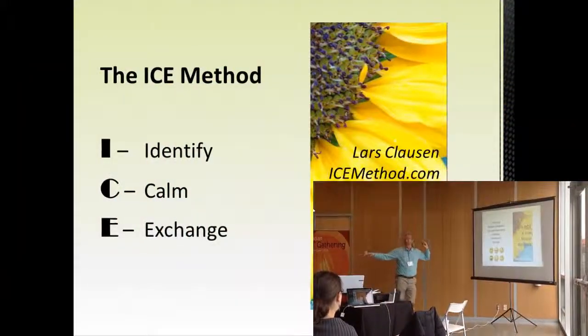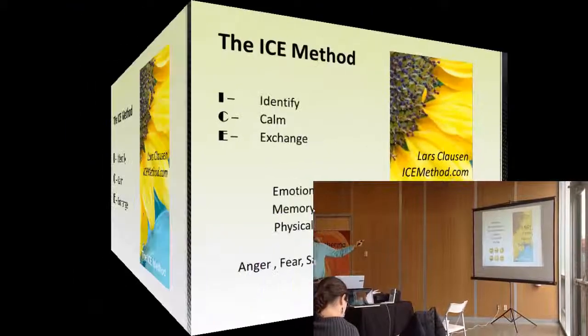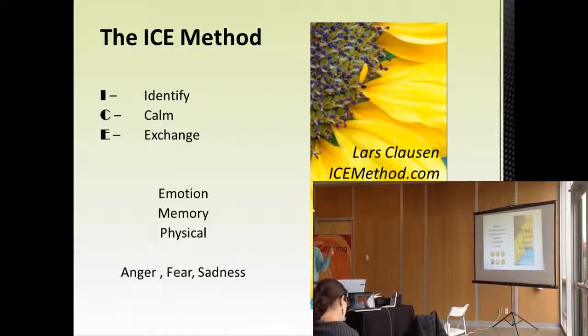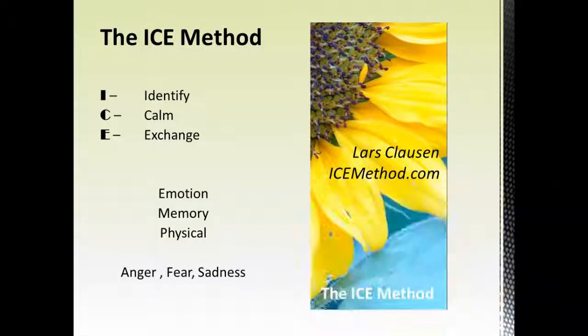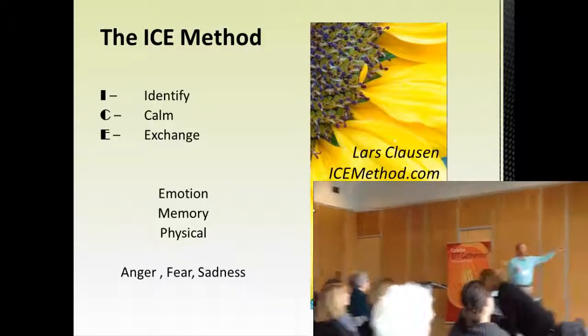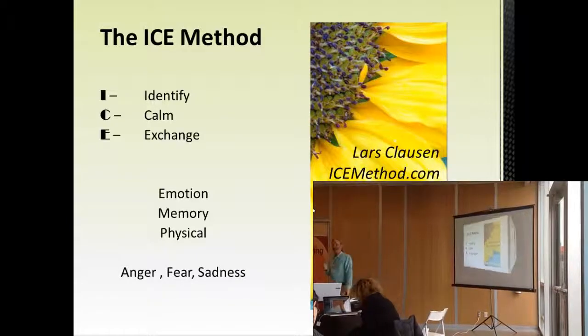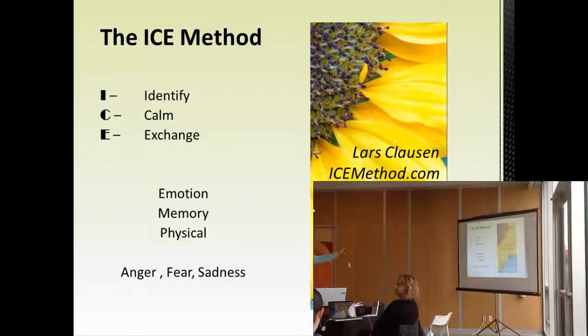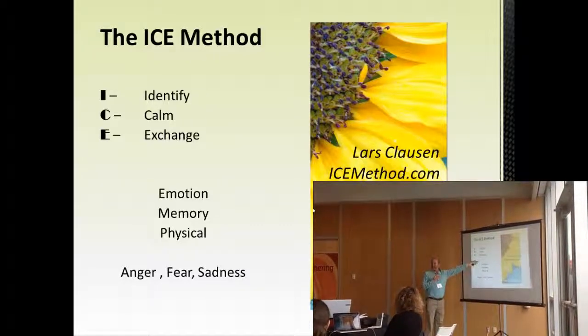The ICE method: identify, calm, and exchange. When you identify, you are identifying either an emotion, a pure emotion that you feel, a memory from the past, which is on your sheet, or an anxiety about the future, or a physical location in the body. The three emotions that will typically show up, people will say different things, but typically will boil down to anger, fear, or sadness.